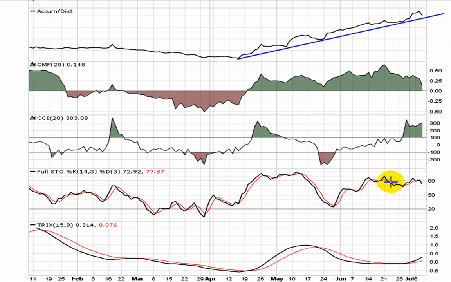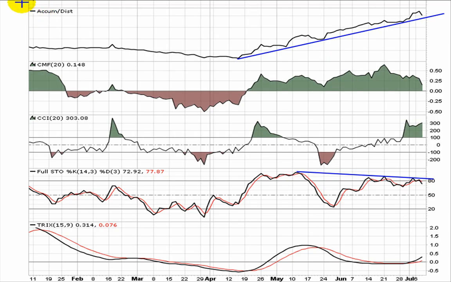The full stochastic is starting to make a turn down. This is something to pay attention to. Got a little bit of a downtrend going on to it. Just something to keep your eyes on for the immediate time here to see if it's going to want to pull back.